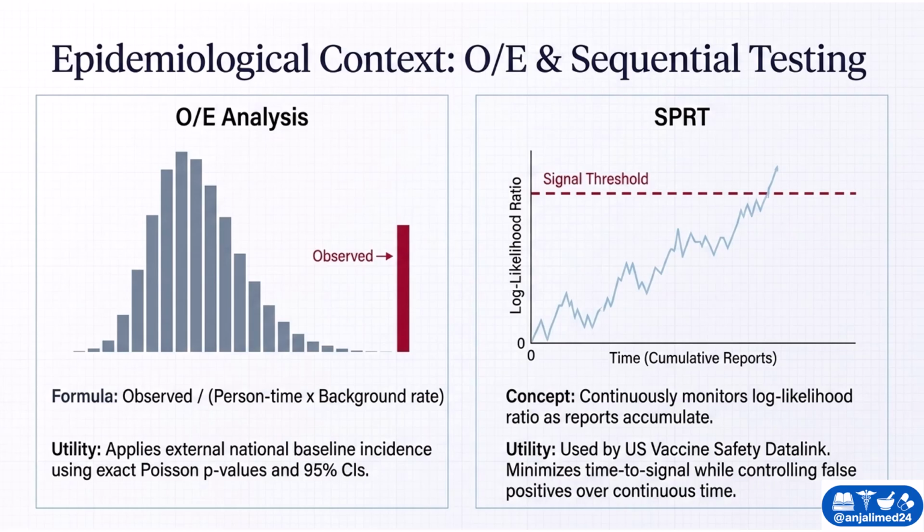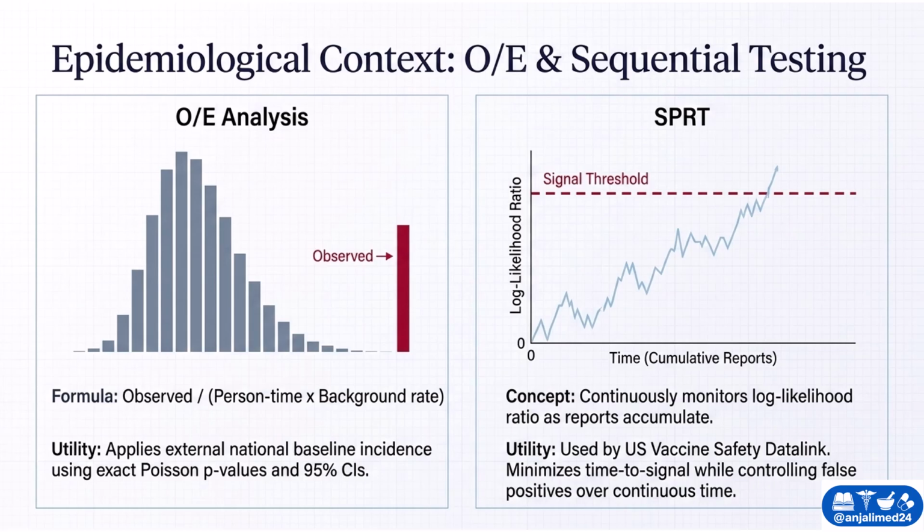This approach is especially valuable during large scale vaccination programs because it allows early detection of emerging risk while still controlling false positive errors. One major advantage of SPRT is speed. Instead of waiting months or years for final analysis, health authorities can identify unusual patterns rapidly and intervene sooner if necessary. In fact, systems such as the US Vaccine Safety Data Link use SPRT-based continuous monitoring to track vaccine safety in near real time.